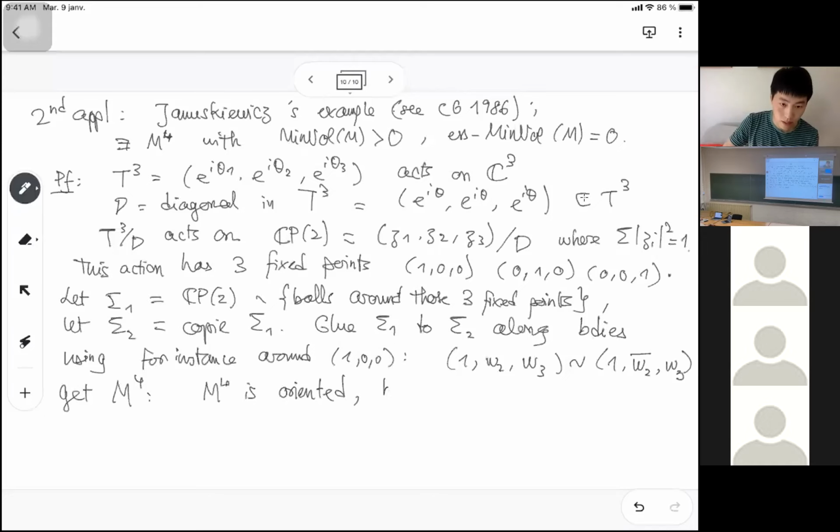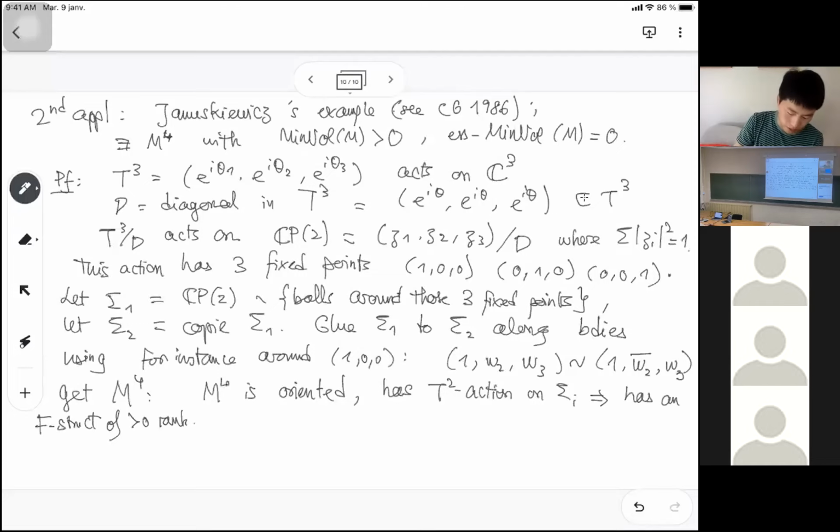And it has a T2 action on Σ1 and Σ2, so they glue together to give an F structure on M, an F structure of positive rank. And because it has an F structure of positive rank already, you can collapse it, so the essential minimum volume is automatically 0.